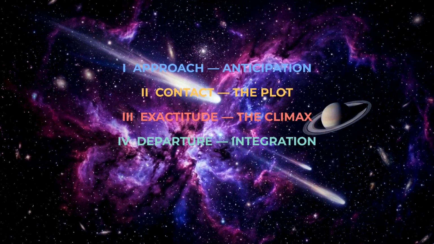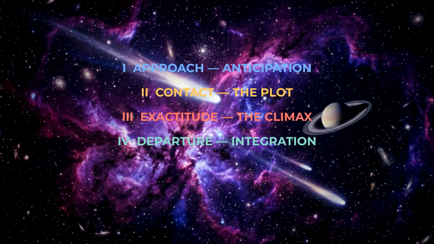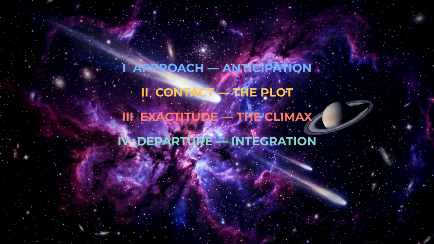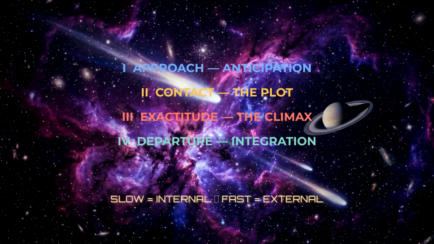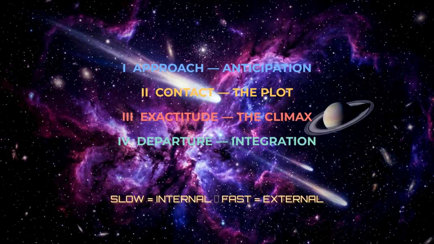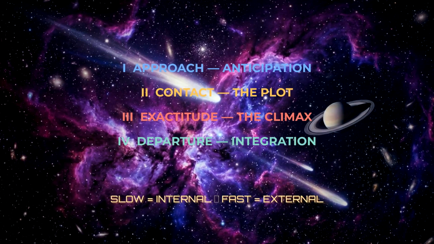Phase 4, the departure. The planet leaves the orb, between 4 and 8 degrees on the way out. This is the denouement. The event is over, but the meaning is not. The departure is where integration happens. Where you finally understand what the transit was for. Here is the original interpretive rule. A transit is never read by its peak. It is read by its shape.